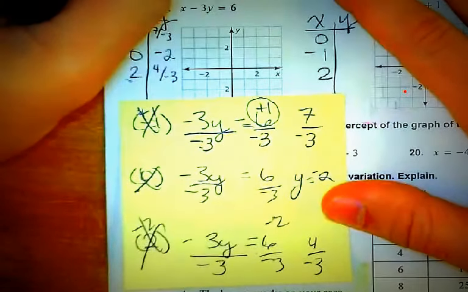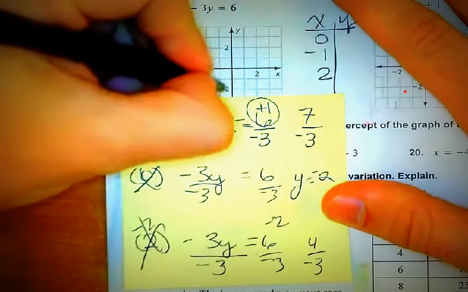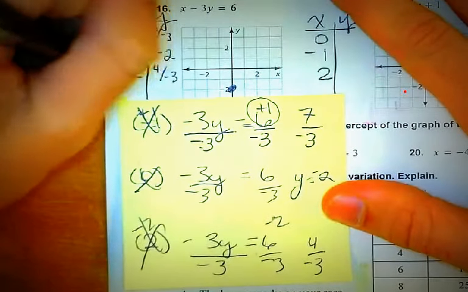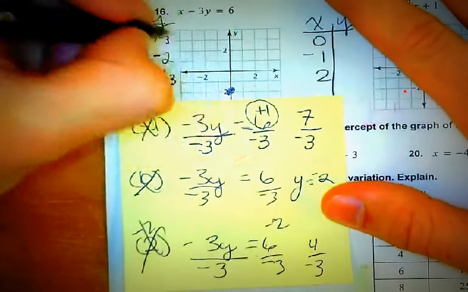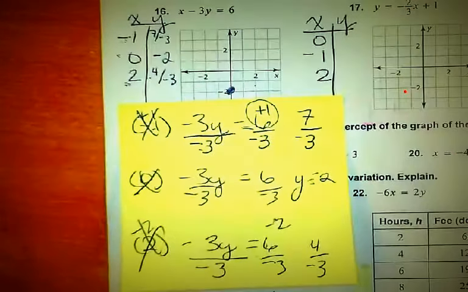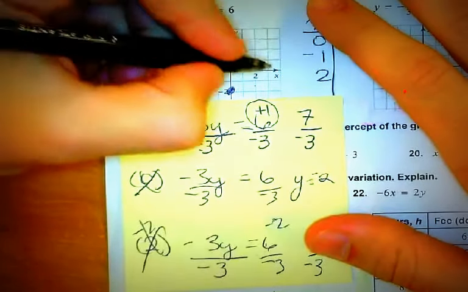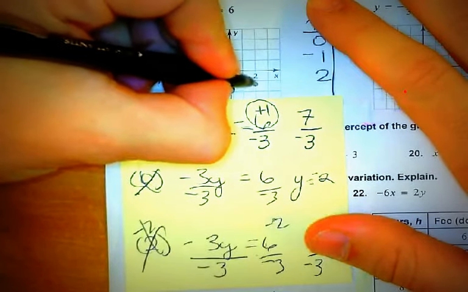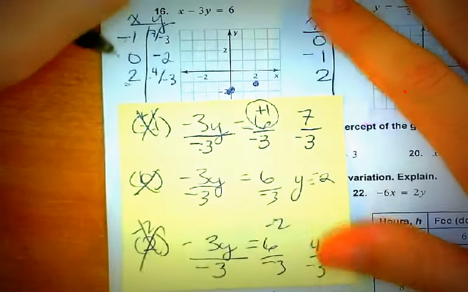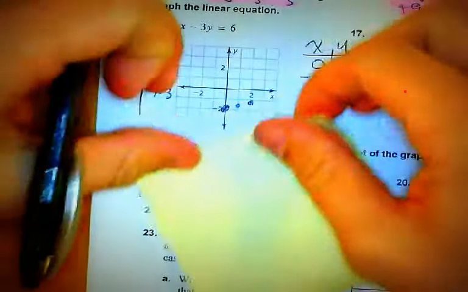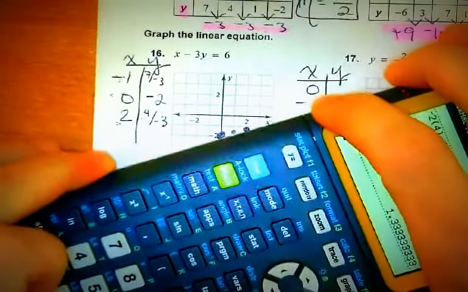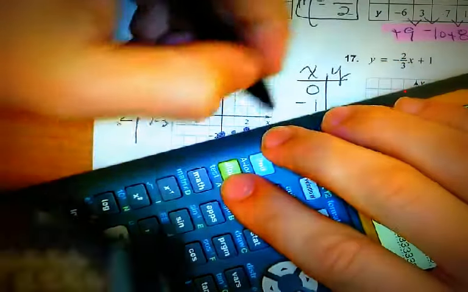All right, so let's put our points onto our graph. We have 0, -2, which is right here. And the other point I'm going to use is 2, -1.5. All right, and then -1 will be -7 over 3. It's about right here. I'm going to take my straight edge, my calculator, and I'll graph my line.